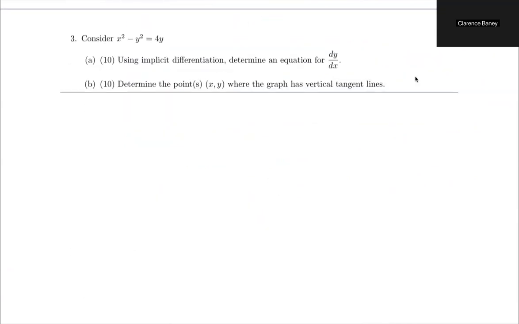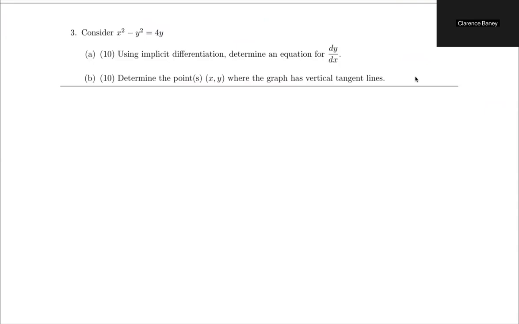Question number 3 was our implicit differentiation question. And in this particular problem, we're going to let y equal a function of x. This is not something I expected you to write in your problem, but for the purposes of doing it, I'm going to make sure that I put it in just for your benefit so that you can remember that you have to do whatever in order to solve it. And remember that y is a function of x.